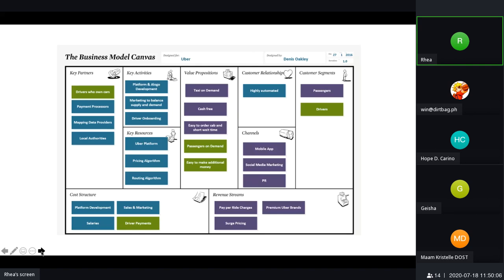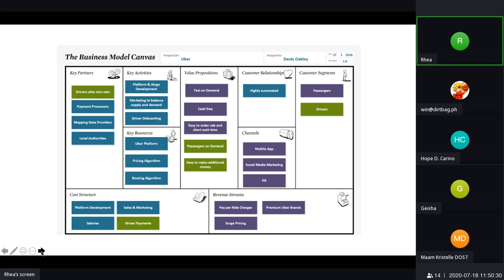If you want a more close to your heart thing, this would be the business model canvas of Uber. So at least you can be able to identify. It's just very, very simple, right? Customer segment for Uber, they have two, the passengers and the drivers.